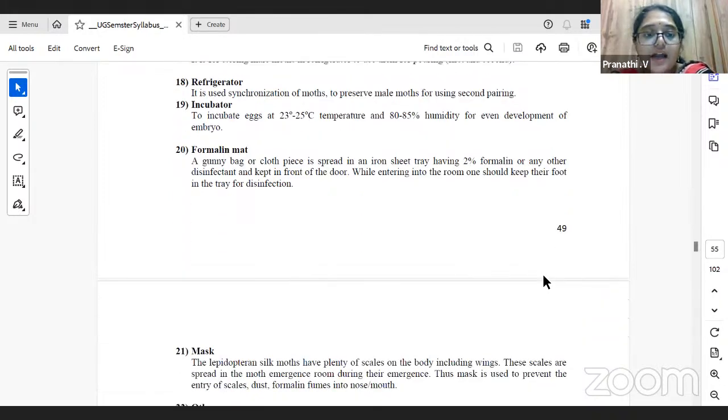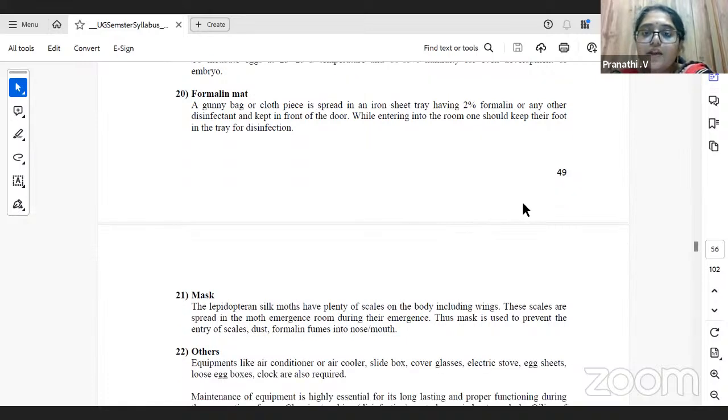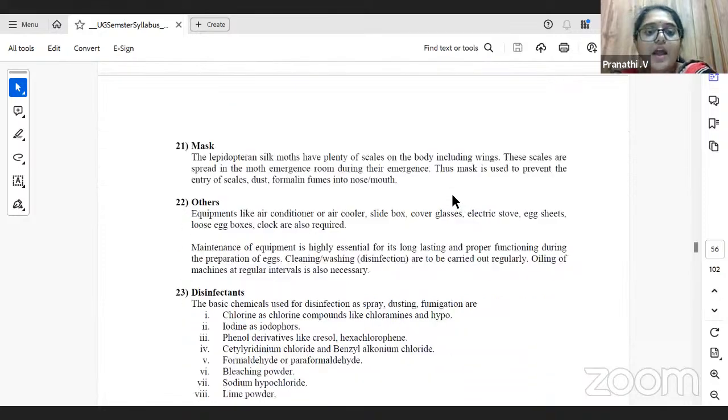Now we have a formaldehyde mat, which is a gunny bag or cloth piece placed on the iron tray, soaked in 2% formaldehyde, and kept in front of the room so that every person who gets in should keep their feet in the tray for disinfection. It's a basic disinfecting method. A mask is necessary. We are using masks for everything right now, to prevent any kind of contamination and for us to not fall sick, because formalin is not good for health.